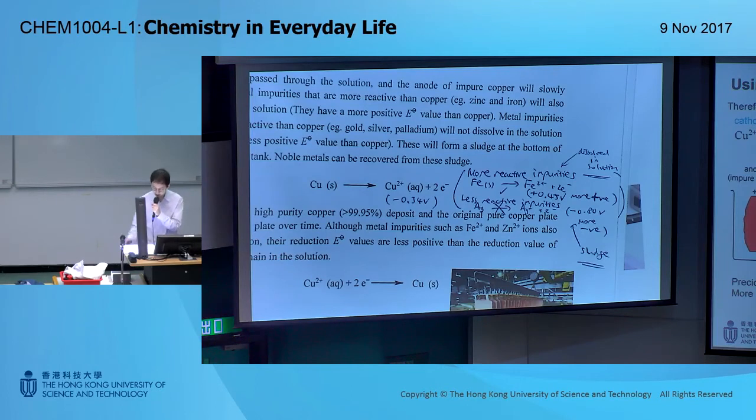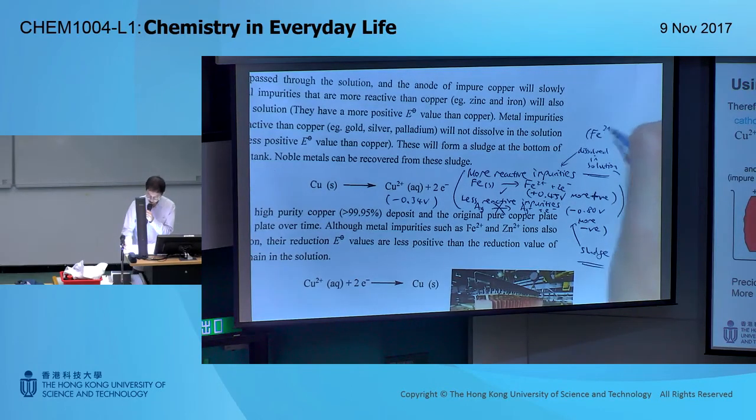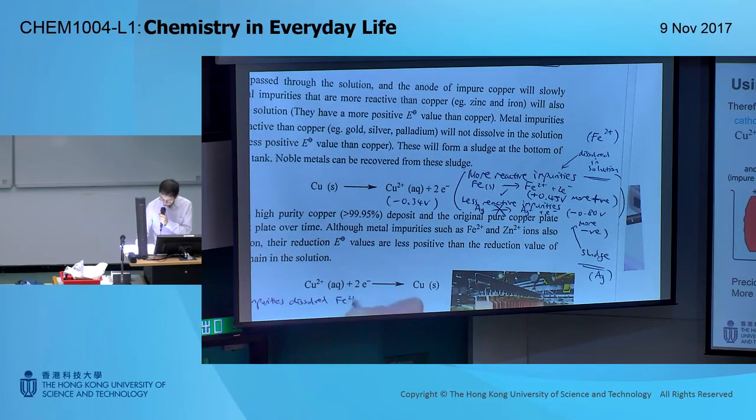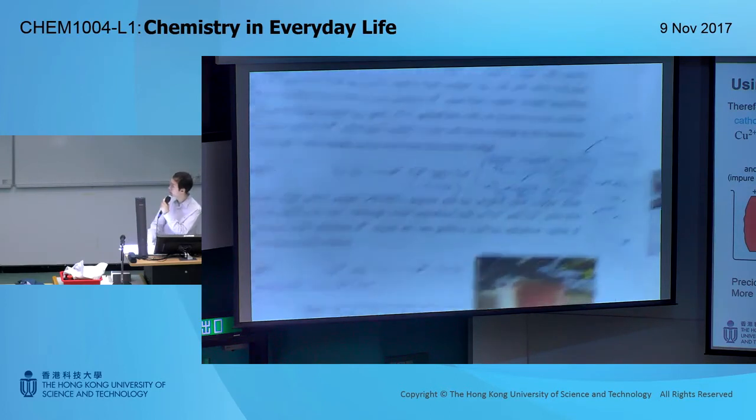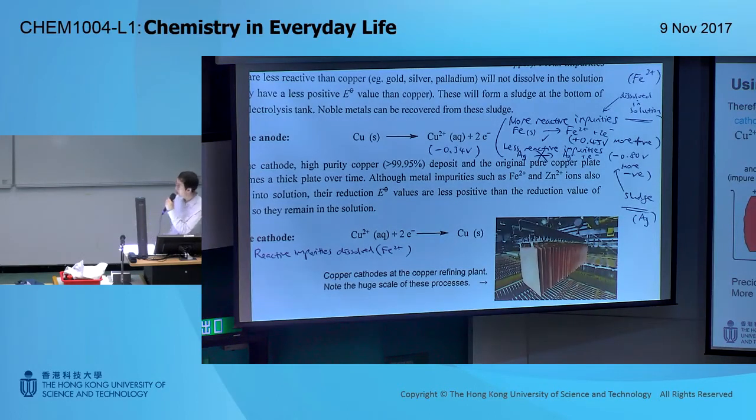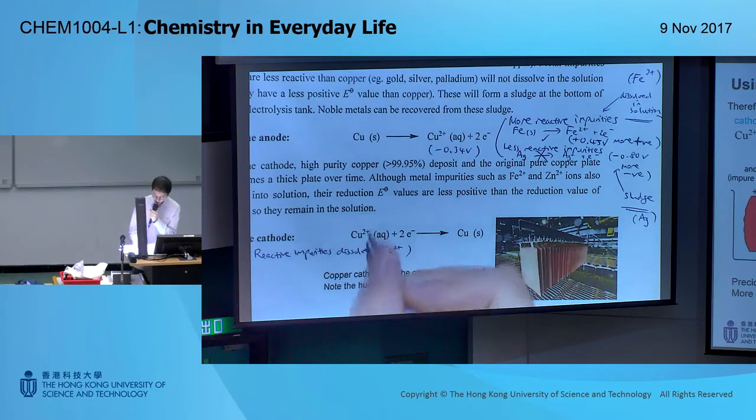Okay. As Fe2+, this one, and this one as Ag, as the metal. Okay, just so you're clear about this. But then when you go to the cathode, if you had also some more reactive impurities dissolved, like Fe2+, so at the cathode here, if you have more reactive impurities, they will become dissolved. Would it go back to iron metal and mess up your purification?